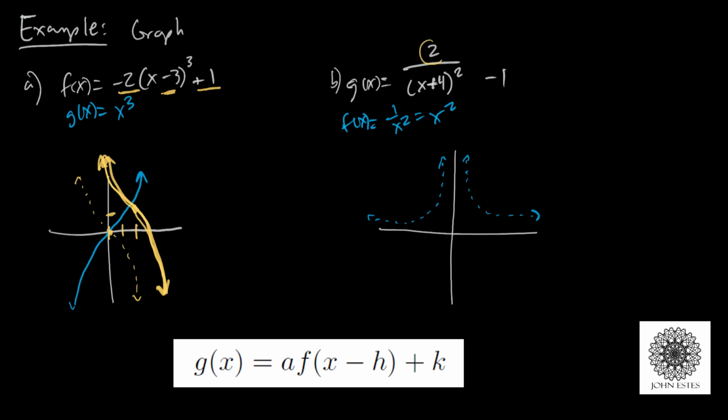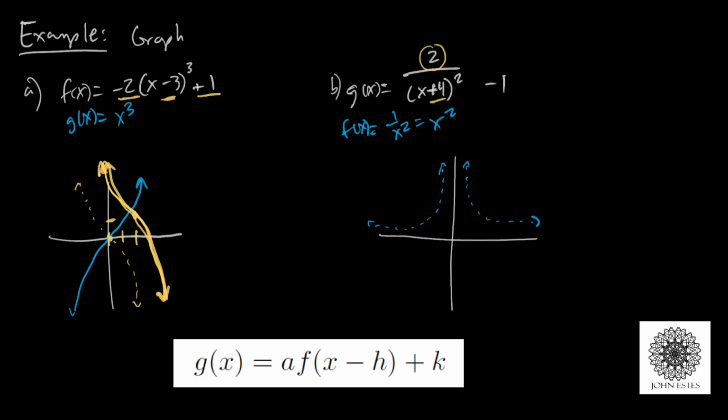I know the 2, since the absolute value of 2 is greater than 1, is going to compress my graph down a little bit. I know here h is -4, not +4. Remember, it's x minus h. So that means I have a shift 4 units to the left. So let's get an idea. First of all, I had something kind of like this, compress my graph a little bit, which is kind of weird with negative powers, but it's not too bad.